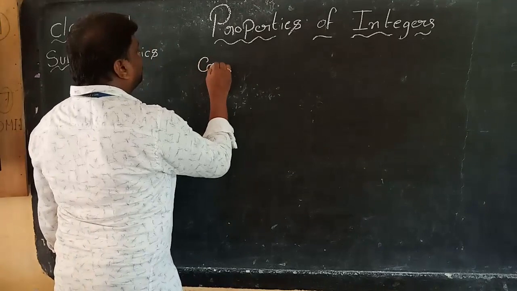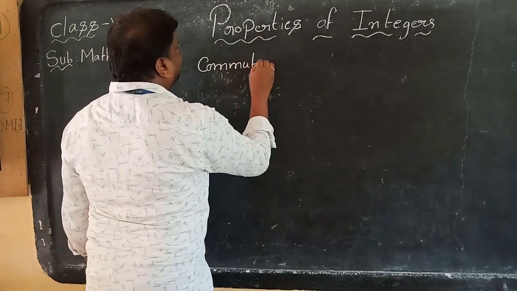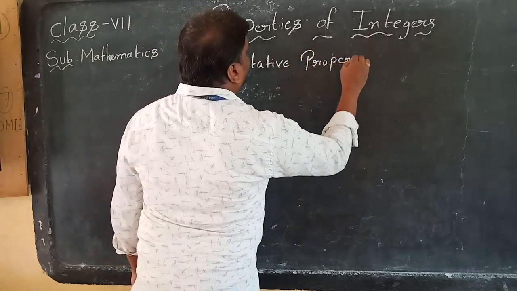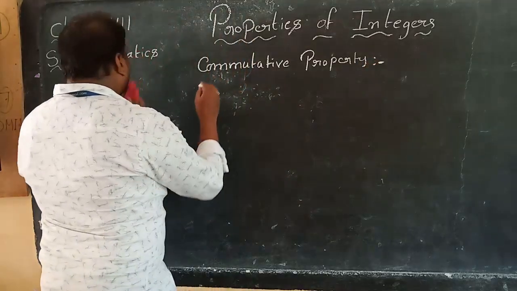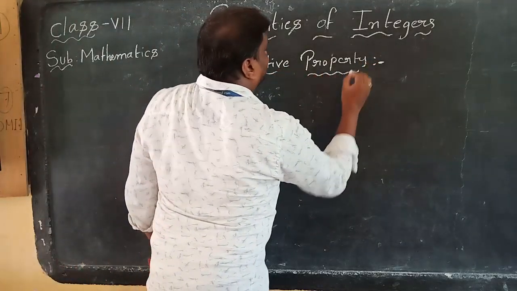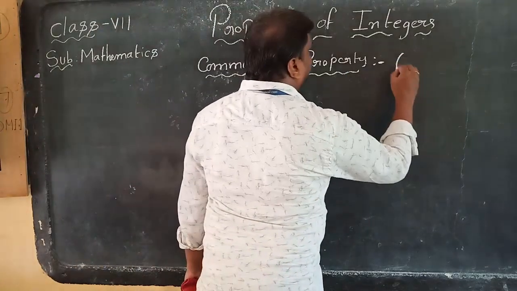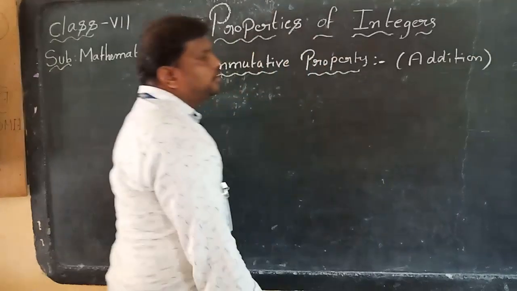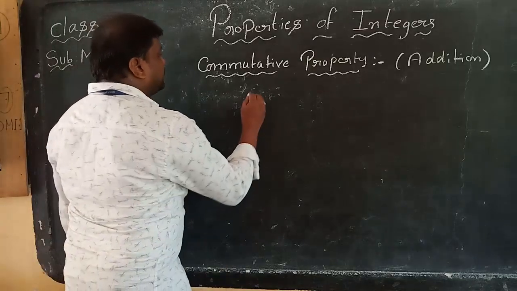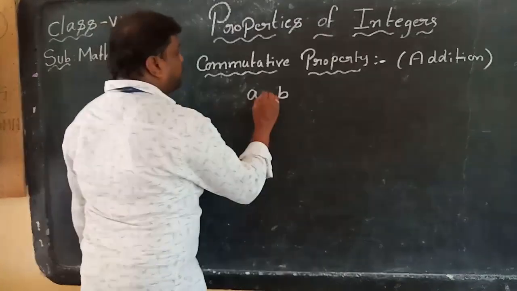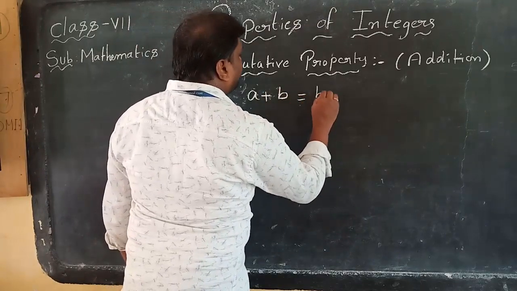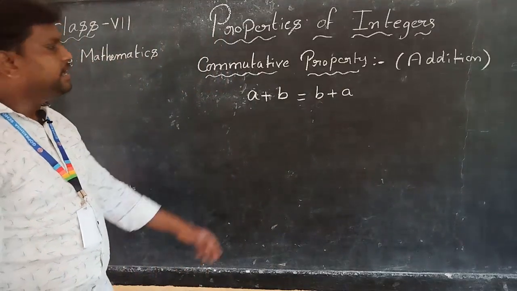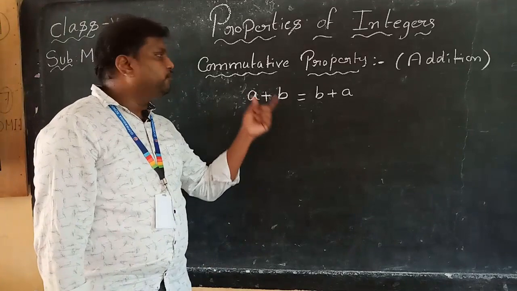Next property, commutative property, first under addition. The commutative property is nothing but: take any two integers a and b. The sum of two integers is equal to the sum in reverse order. A plus b we can write as b plus a. Then the two integers verify the commutative property.